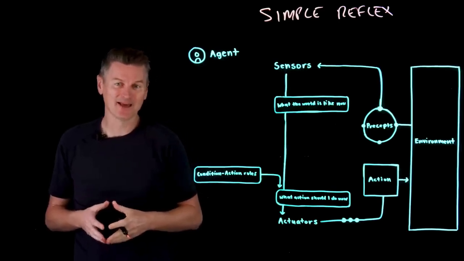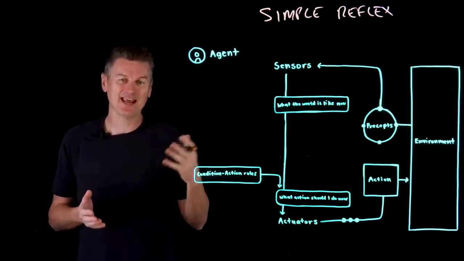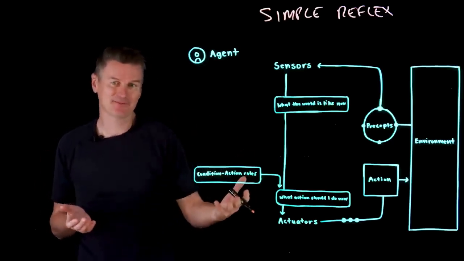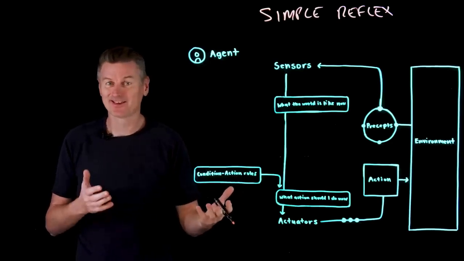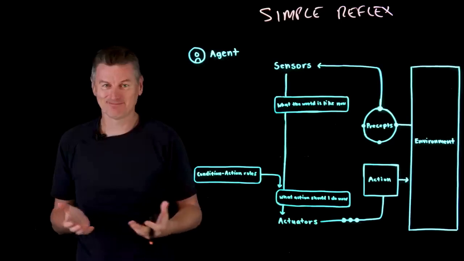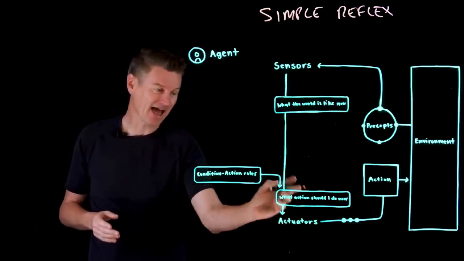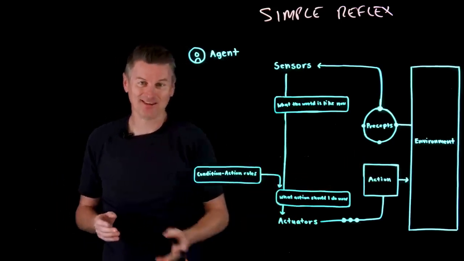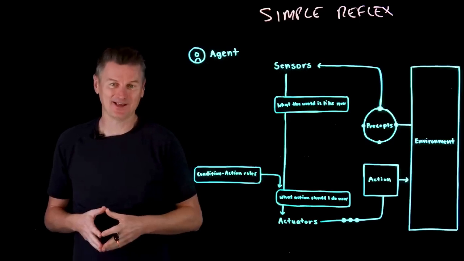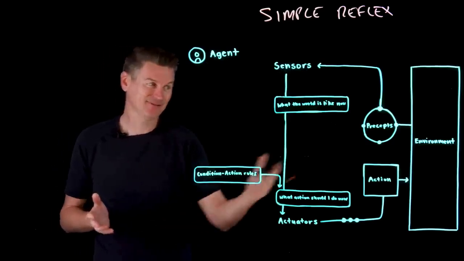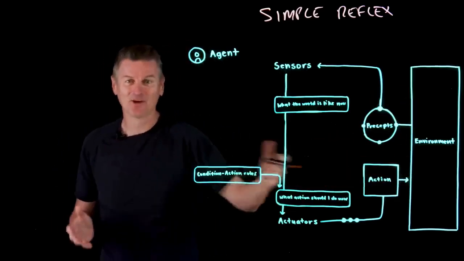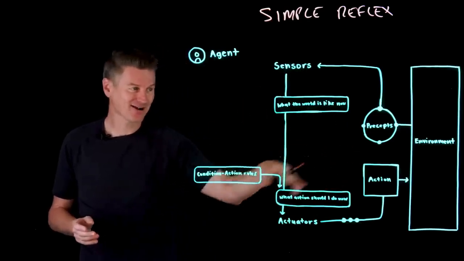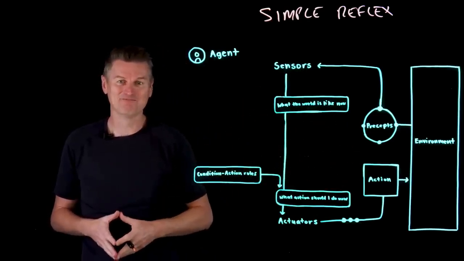And knowing what the world is like now, we can use condition action rules as the core logic of the simple reflex agent. Now, these are rules that follow an if condition, then action structure. So if the temperature drops to 18 Celsius, then turn on the heat. That's executed by actuators, and that results in an action, the output behavior by the agent. And that action affects the environment, which in turn affects the next set of percepts, and around we go.